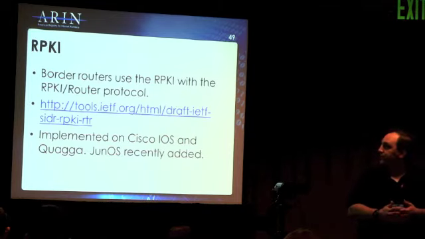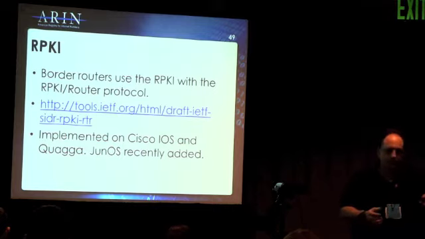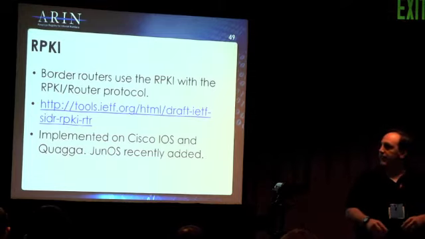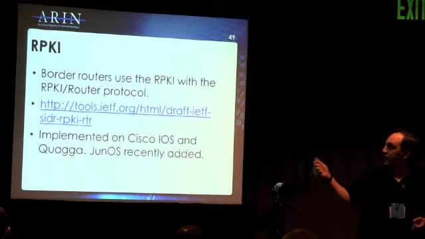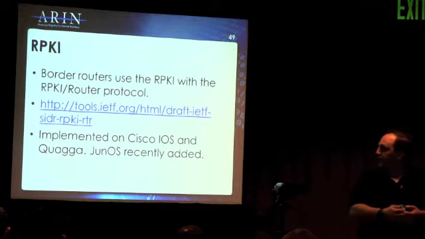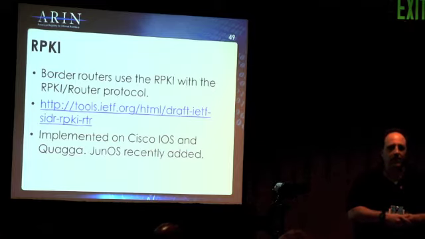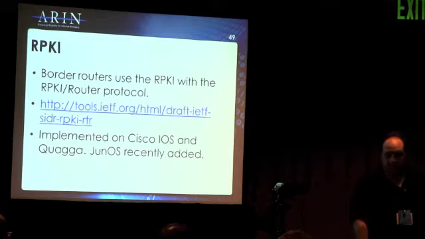The border routers will talk with this offline validating server using the RPKI router protocol. Currently, it's still in draft form, but Cisco IOS and Quagga have implementations of the draft form. Junos has recently added support for this, but I don't believe it's available out of the box. There may be others, I don't know. And if you know of others, please let me know.